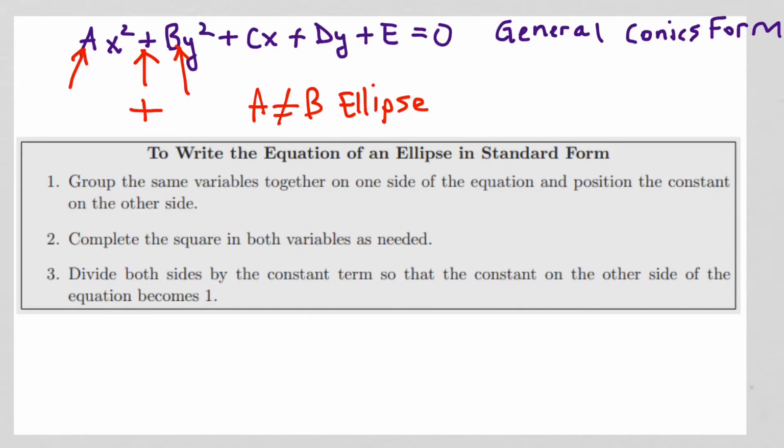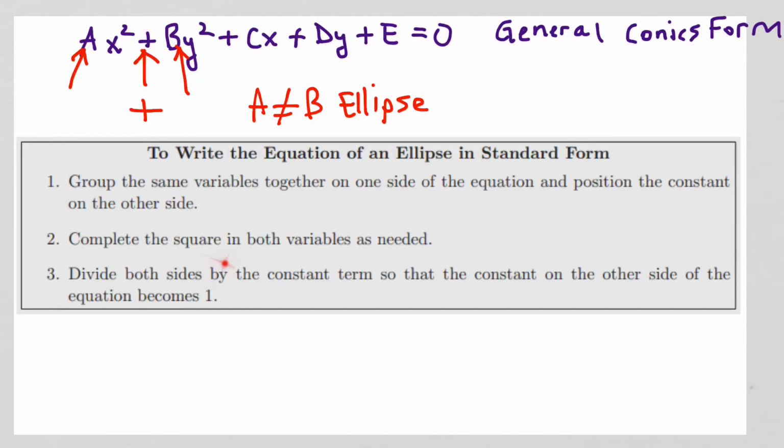The essential terms that help you distinguish whether you have an ellipse are: you're going to have both squared terms, you're going to have a plus in the middle, and A is not equal to B. Sometimes the other terms will not be here, but these always will. That's how you know you have an ellipse. To write the equation of an ellipse in standard form, these are the steps. You group the same variables together on one side of the equation, and you position the constant on the other side.